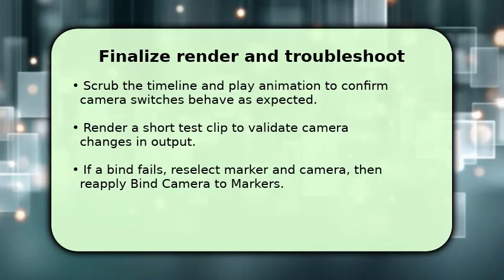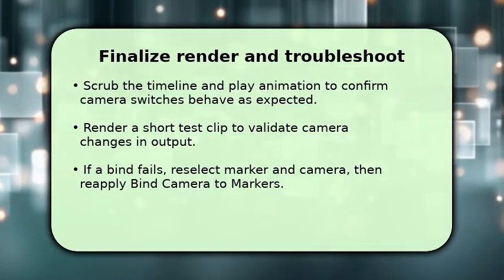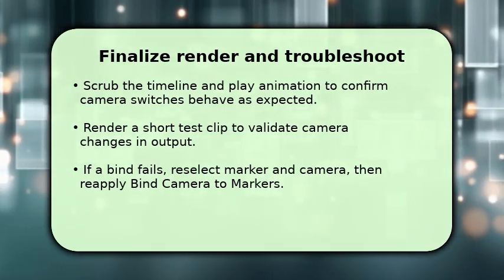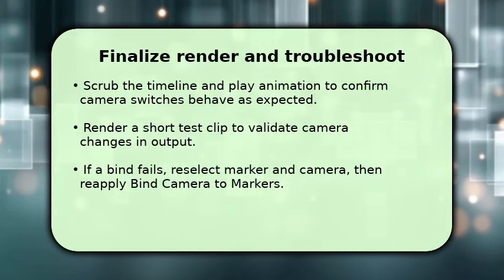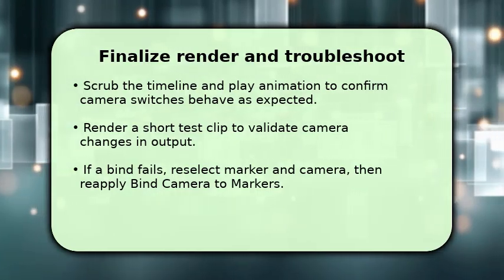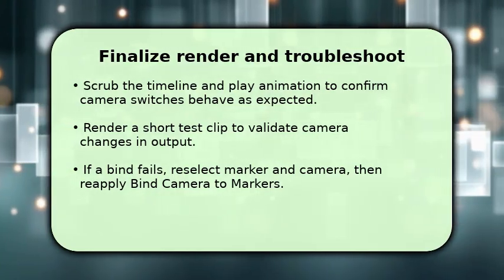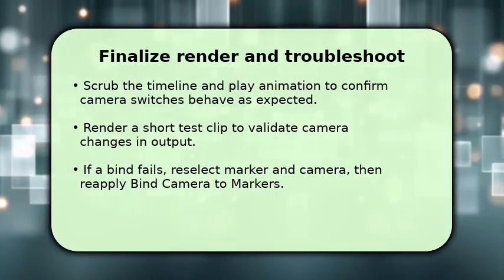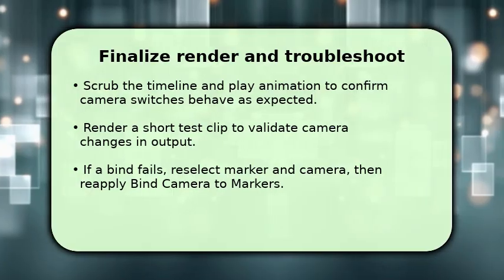If you encounter an issue where a switch didn't take effect, make sure the exact marker is selected, then select the intended camera and reapply Marker > Bind Camera to Markers, Ctrl+B. Also check you didn't accidentally overlap markers. Move or delete conflicting markers and rebind to fix persistent problems.